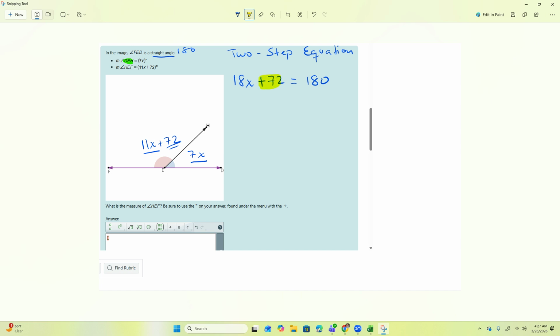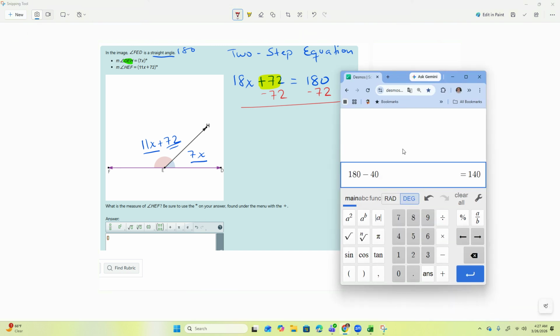As you can see here, I'm adding 72. What's the opposite of adding 72? Oh, that's going to be subtracting 72. So you're going to subtract 72 on both sides of the equation, or just do 180 minus 72. Get your calculator. So 180 minus 72.